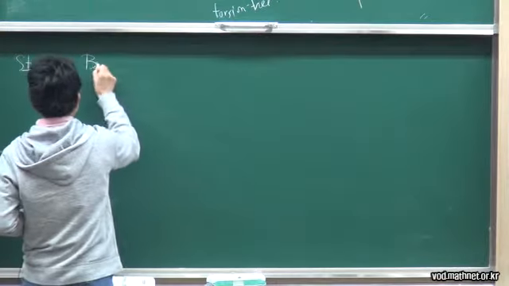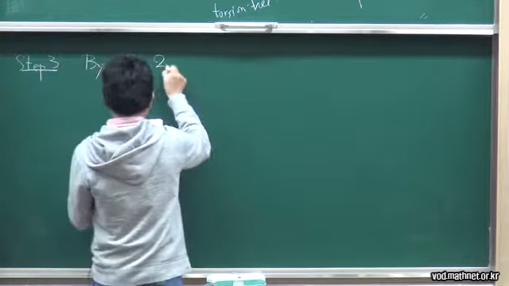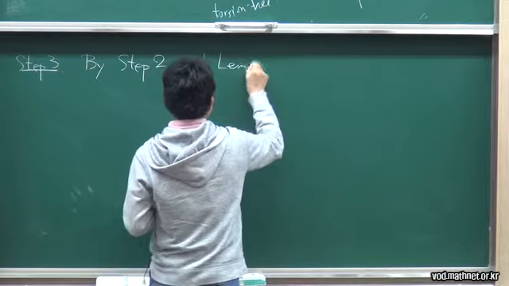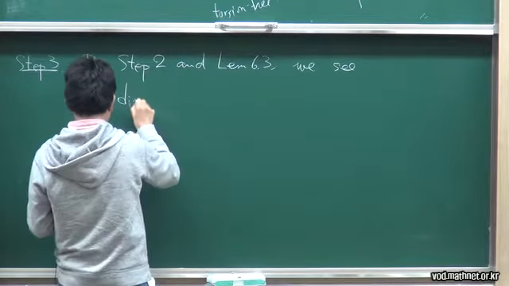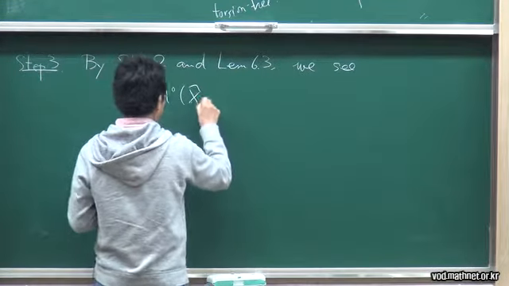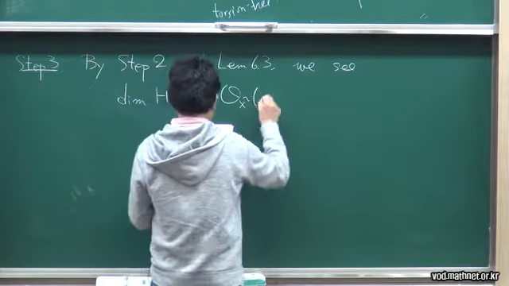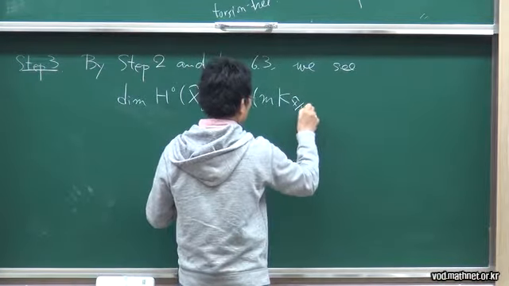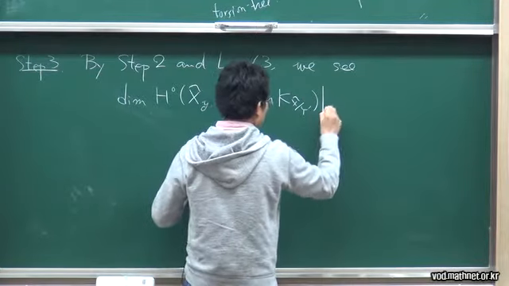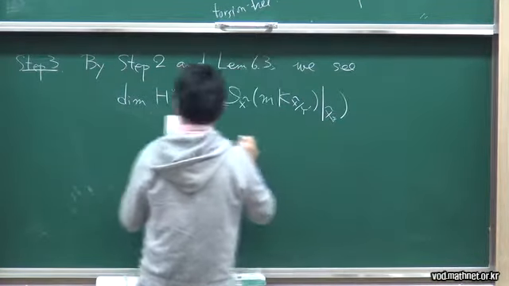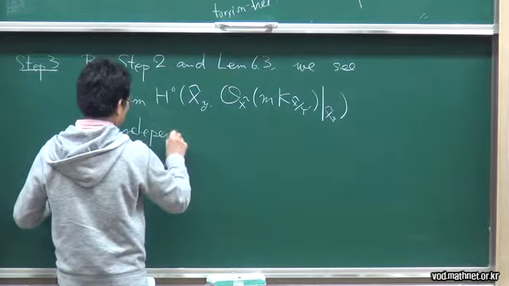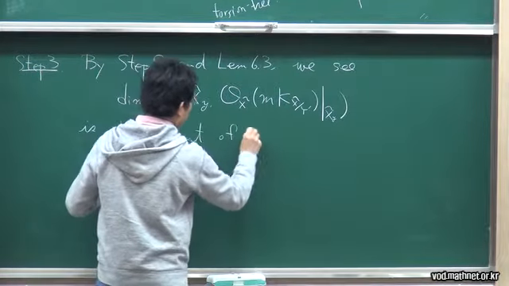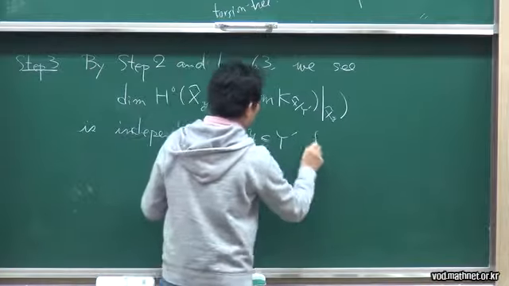Step 3. By Step 2 and Lemma 6.3, we see the dimension of H^0(X̃_y, mK_X̃_y' restricted to X̃_y) is constant, independent of y, for any y.